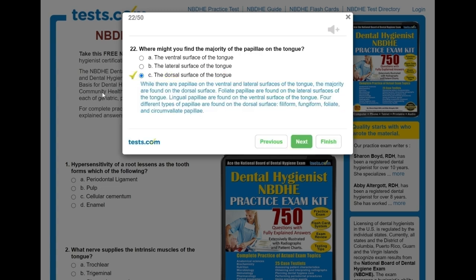C. The dorsal surface of the tongue. While there are papillae on the ventral and lateral surfaces of the tongue, the majority are found on the dorsal surface. Foliate papillae are found on the lateral surface of the tongue. Lingual papillae are found on the ventral surface of the tongue. 4 different types of papillae are found on the dorsal surface: filiform, fungiform, foliate, and circumvallate papillae.